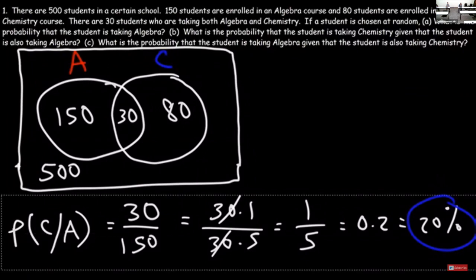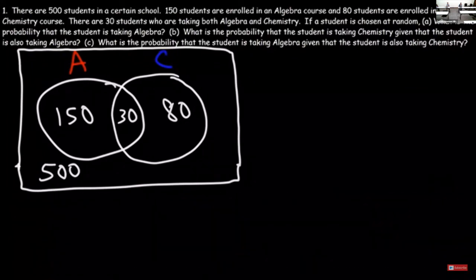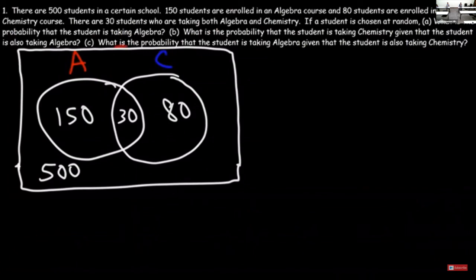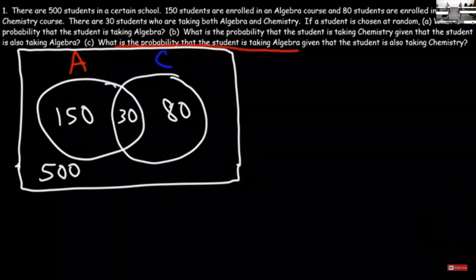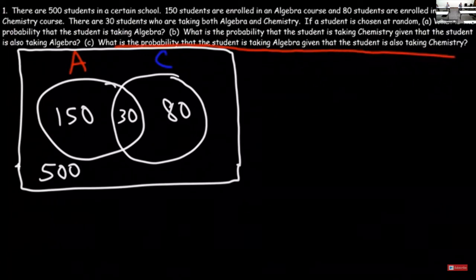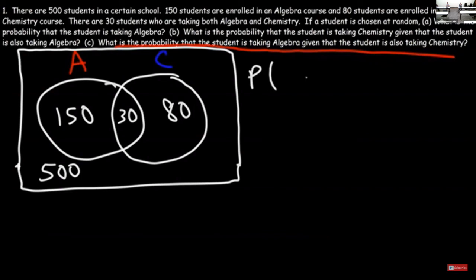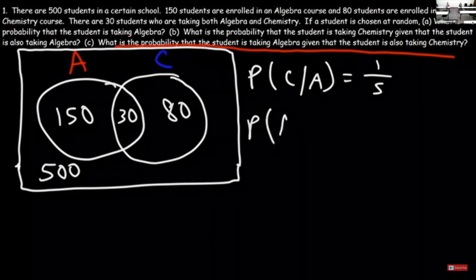Now, let's move on to the last part of this problem, part C. What is the probability that the student is taking algebra, given that the student is also taking chemistry? So going back to part B, we said the probability of getting C given A was 1 over 5. Now, in this problem, we're looking for something different. We're looking for the probability of A given C, and these are not the same.